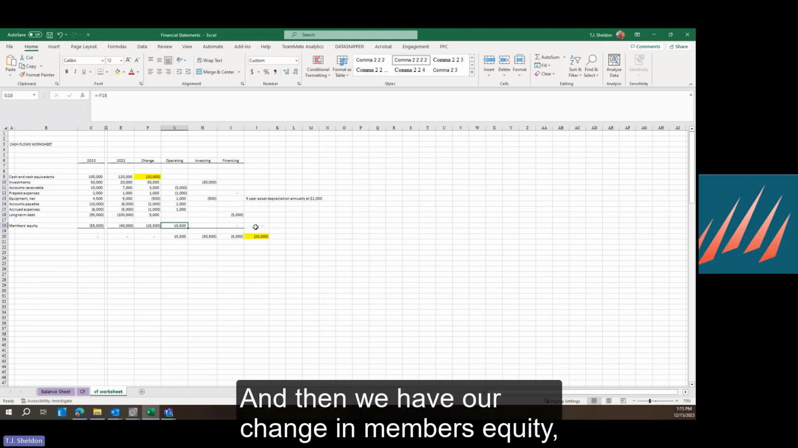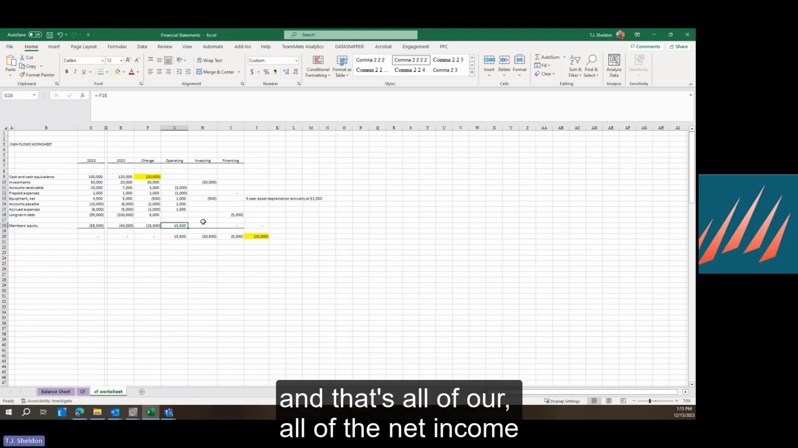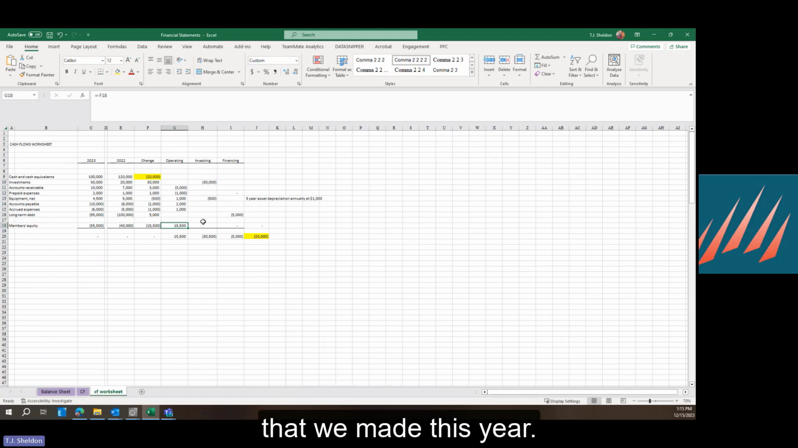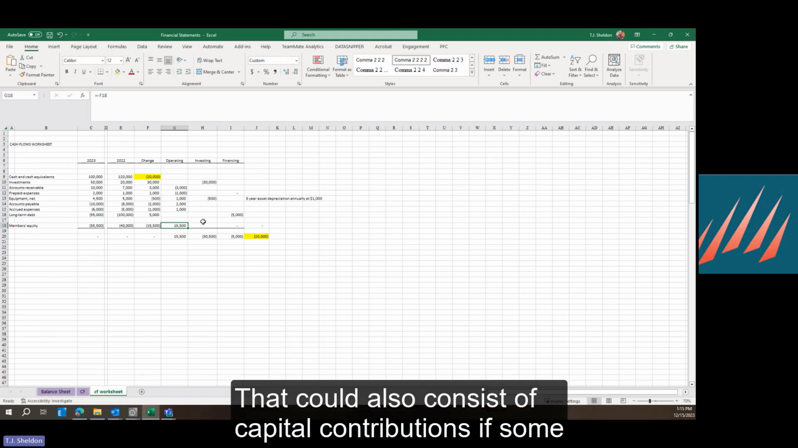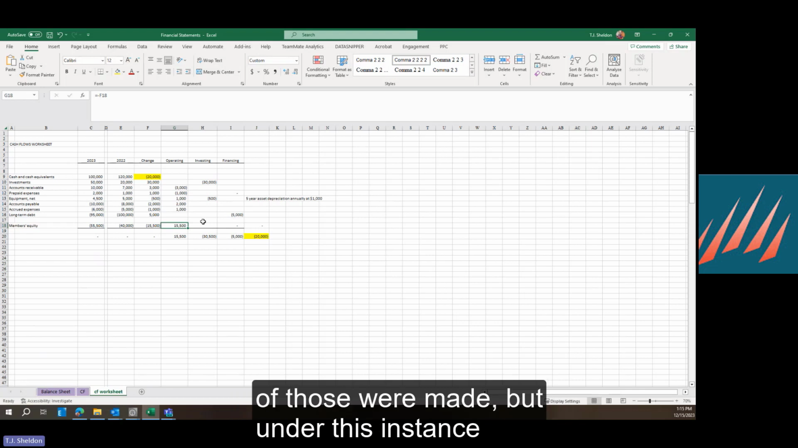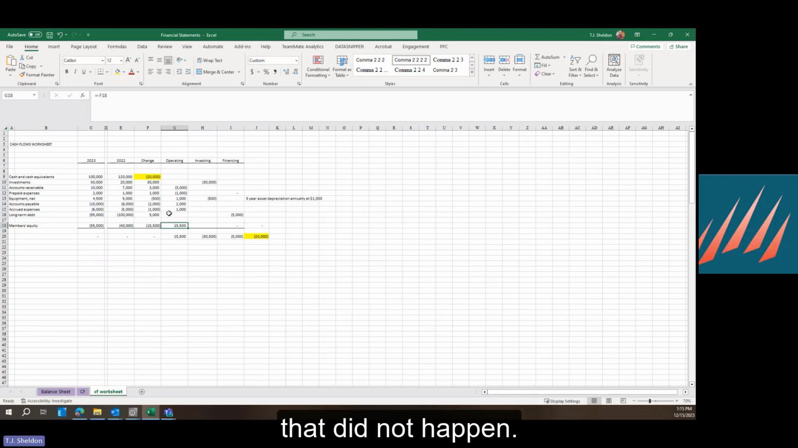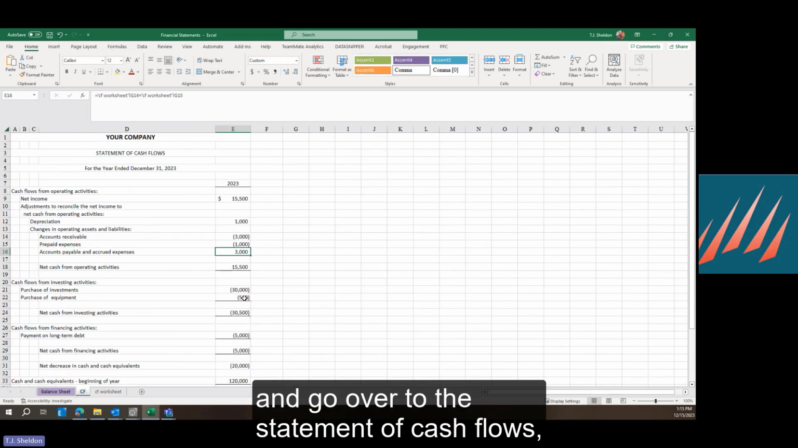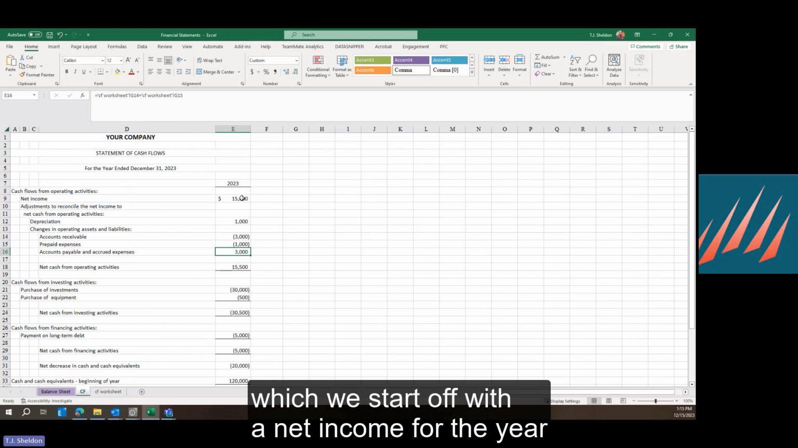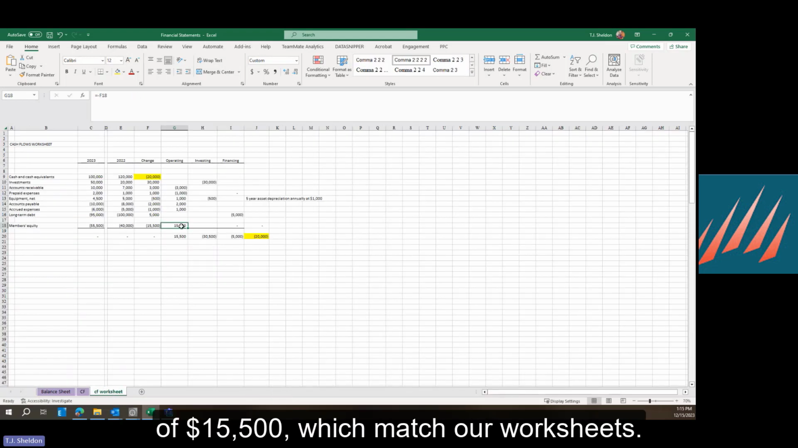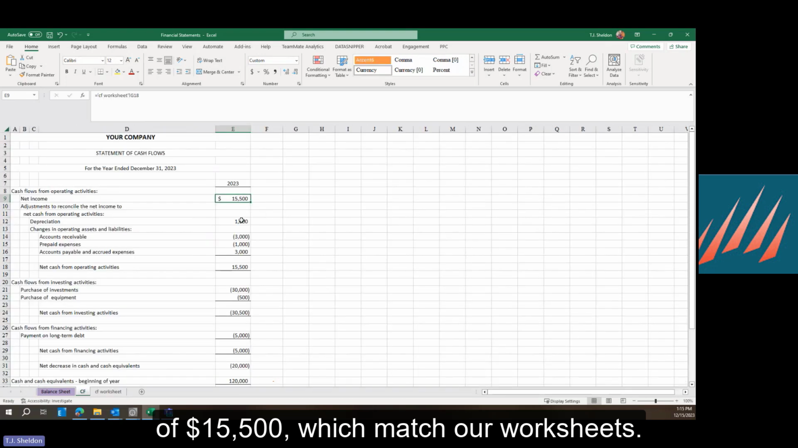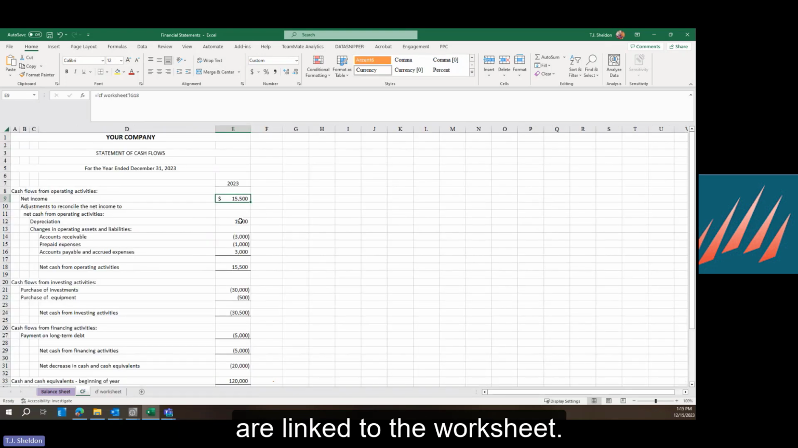And then we have our change in members' equity, and that's all of the net income that we made this year. That could also consist of capital contributions if some of those were made, but in this instance, that did not happen. So we'll take these amounts and go over to the statement of cash flows, which starts off with the net income for the year of $15,500, which matches our worksheet. And then the rest of these amounts are linked to the worksheet.